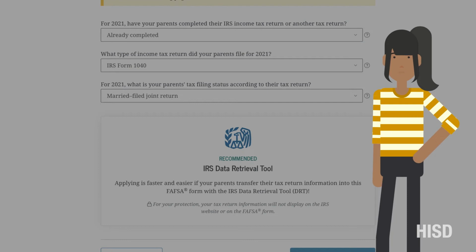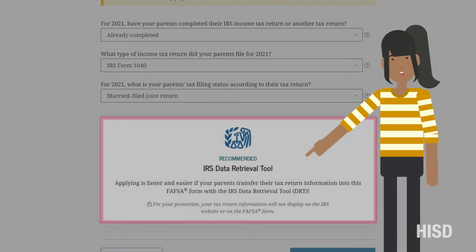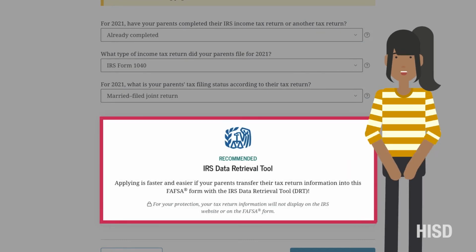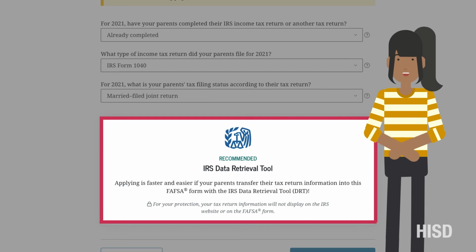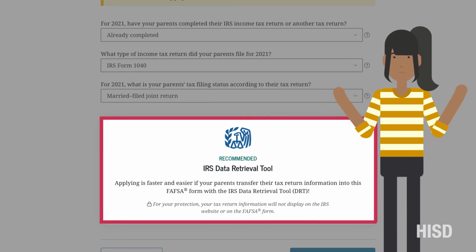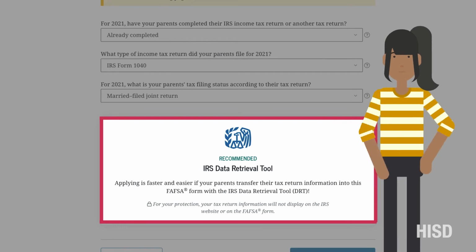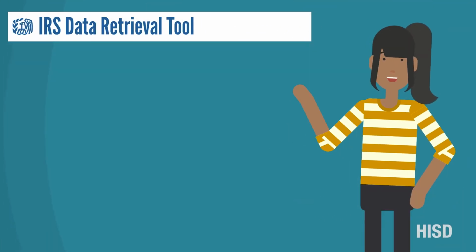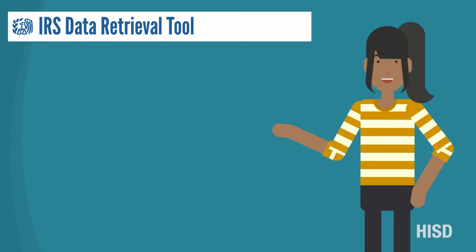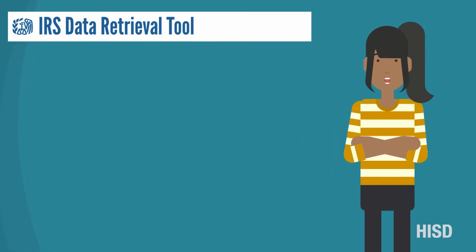Both student and parents are highly encouraged to use the IRS data retrieval tool to electronically import and transfer tax information to their FAFSA from the IRS website. The tool not only lessens the likelihood of you being selected for verification, but it also does all the work for you. Although using the IRS data retrieval tool is a great feature to utilize when completing the FAFSA, there are some scenarios in which a student and parent are not eligible to use it.